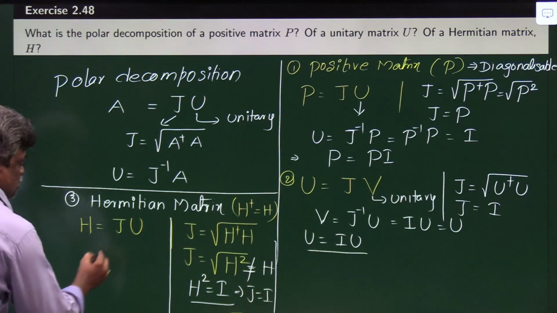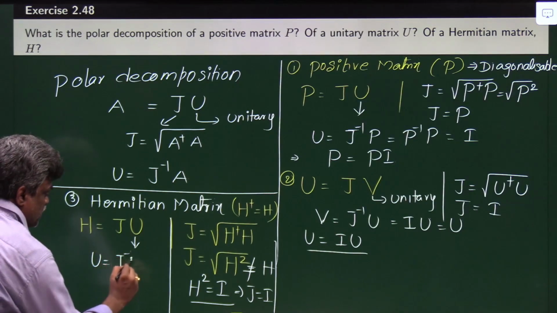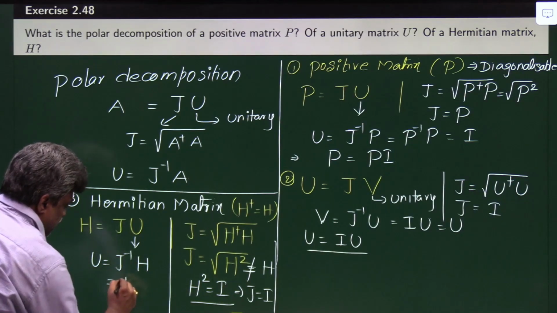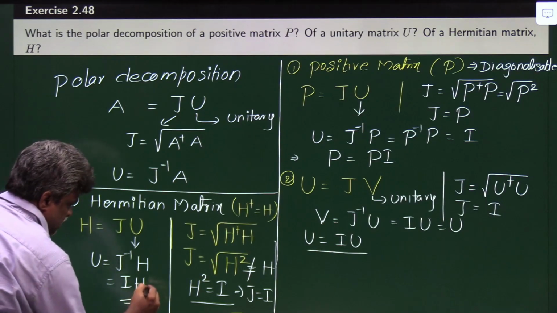Now take it and substitute. And now I am going to find U. So U equal to J inverse H. And J is nothing but I. So that's why this is nothing but IH, which is again H.